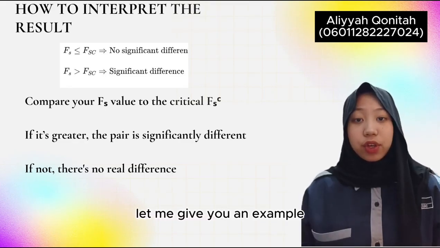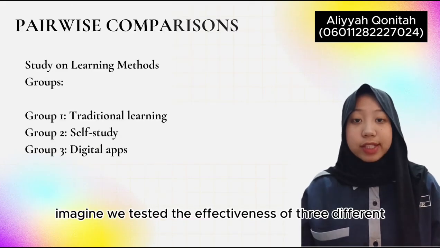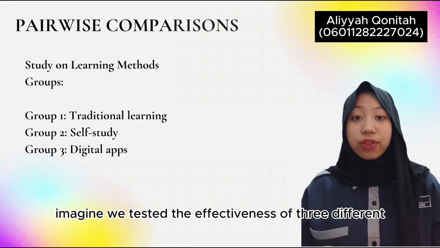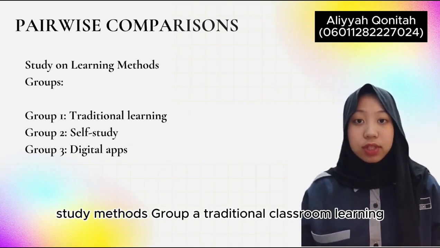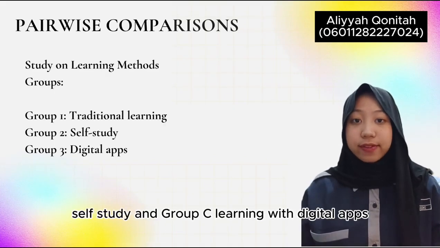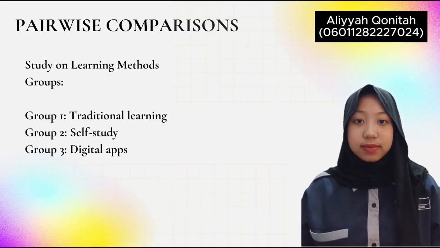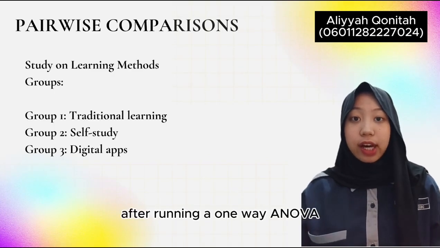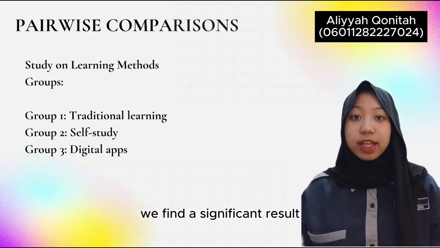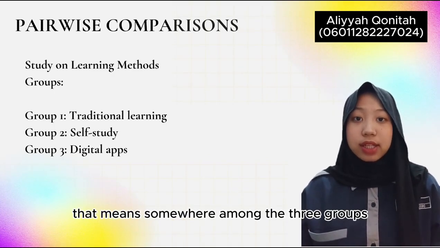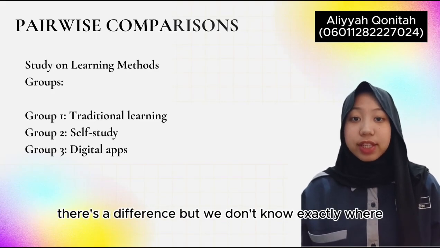Let me give you an example. Imagine we tested the effectiveness of 3 different study methods. Group A, traditional classroom learning. Group B, self-study. And Group C, learning with digital apps. After running a one-way ANOVA, we find a significant result. That means somewhere among the 3 groups, there's a difference, but we don't know exactly where.